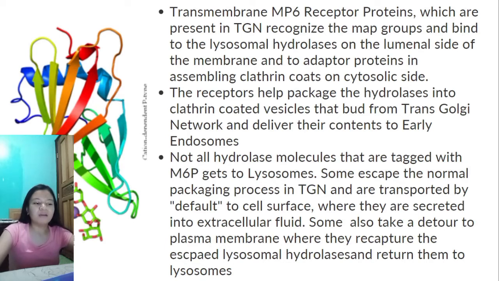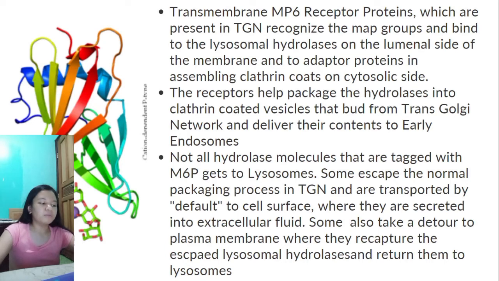Okay, so yung mga iba is nag-escape sila sa normal packaging process ng Trans-Golgi network, and then natatransport sila sa default ng cell surface na kung saan doon na din sila sinesecrete into extracellular fluid. Then yung mga iba naman, ang nangyayari is nagkakaroon ng detour sa plasma membrane na kung saan doon sila nire-recapture, doon nagkakaroon ng recapture ng mga escaped lysosomal hydrolases, and then binabalik sila sa lysosomes. So, yung mga M6P groups must be added only to the appropriate glycoproteins in the Golgi apparatus.